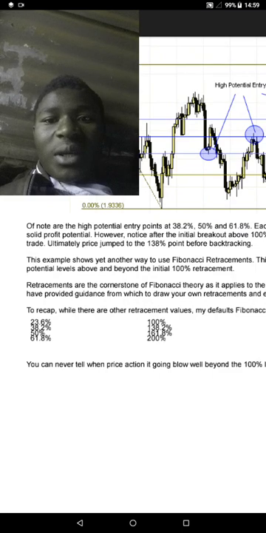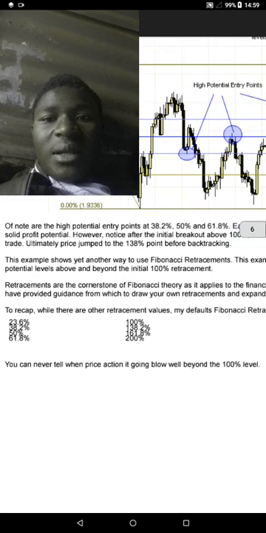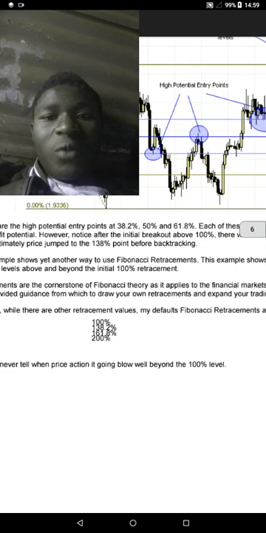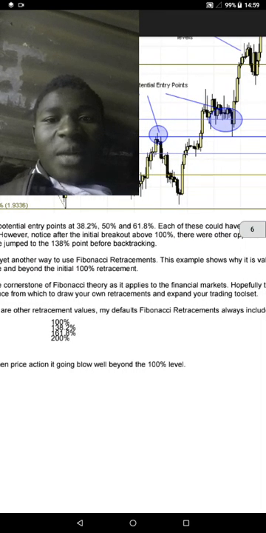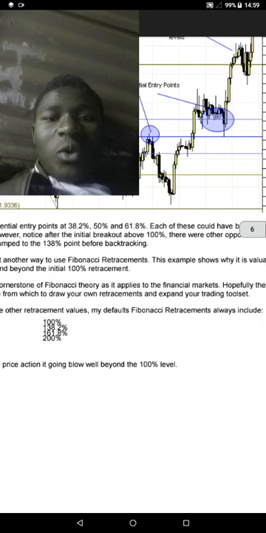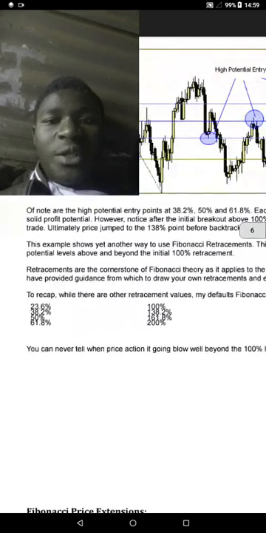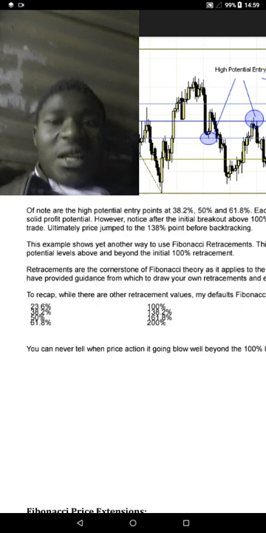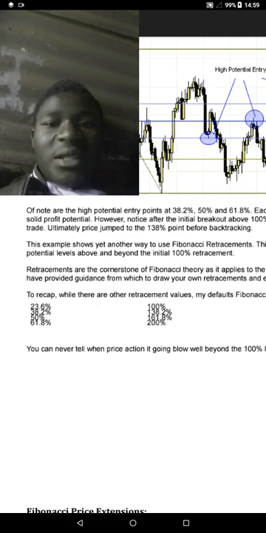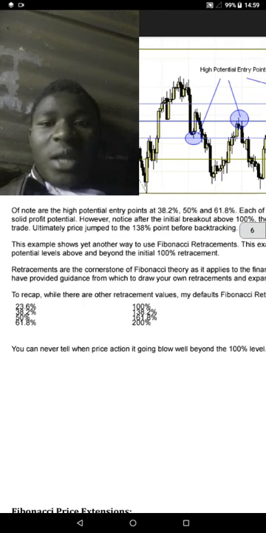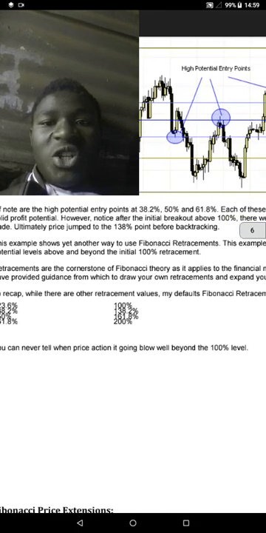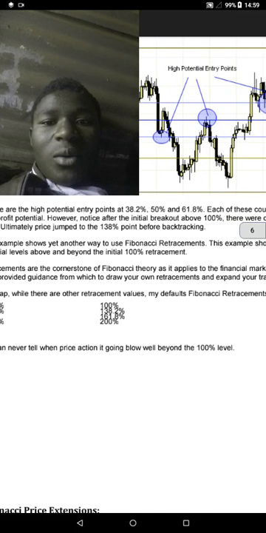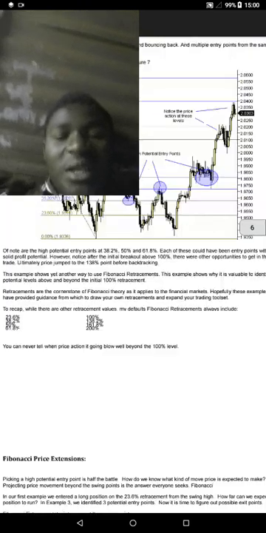Guys, to recap, while there are other retracement levels, most Fibonacci retracements always include a 23.6%, 38.2%, 50%, and 61.8%, 100%, 138.2%, 161.8%, 200%. You can never tell where price action is going, well beyond the 100% level.